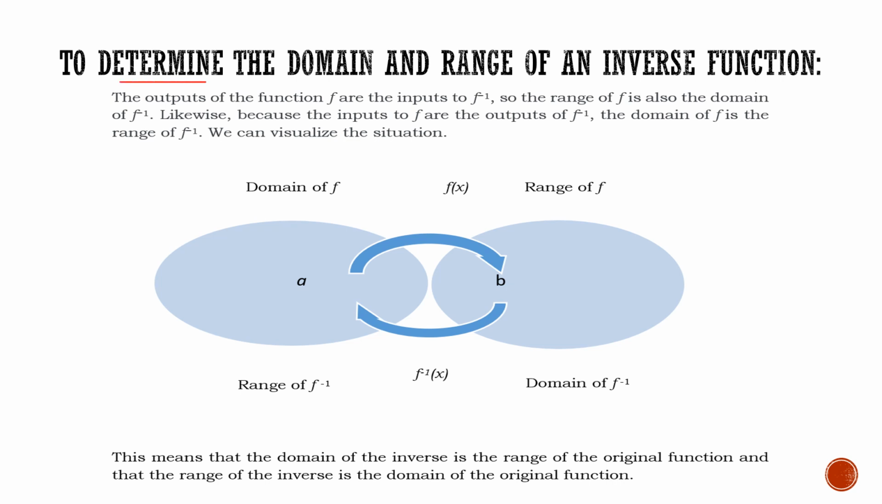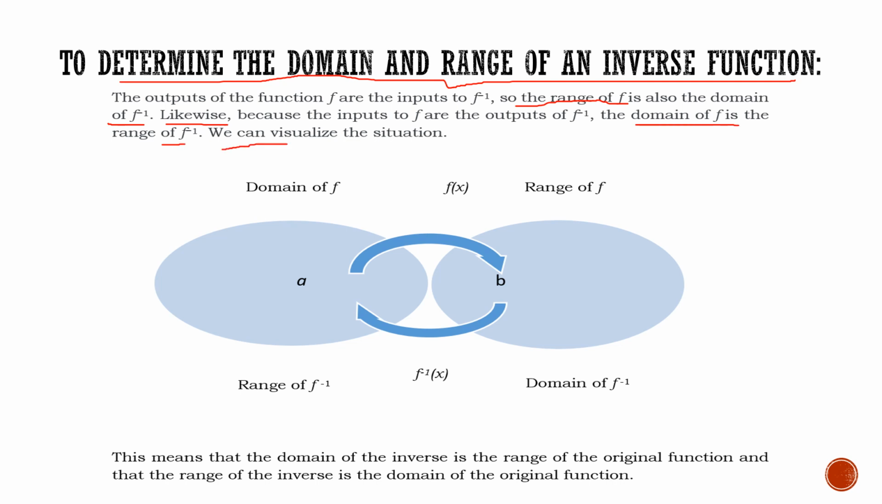Now, to determine the domain and range of an inverse function, the outputs of the function f are the inputs of your inverse function f raised to negative 1. So the range of f is also the domain of your inverse function. Likewise, because the inputs to f are the outputs of your inverse function, the domain of f is the range of your inverse function.